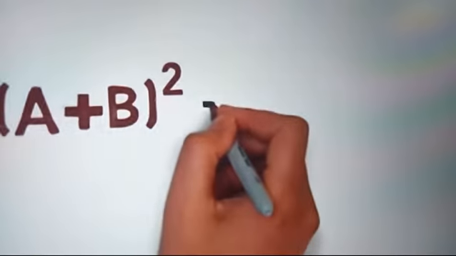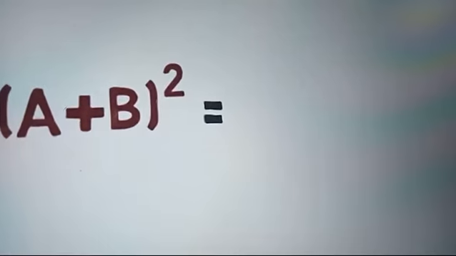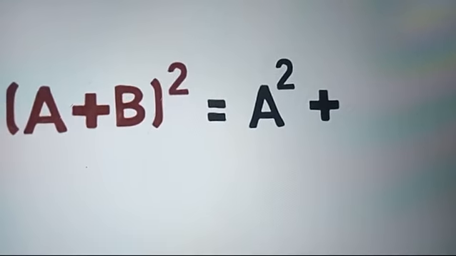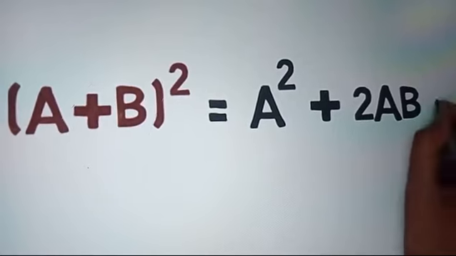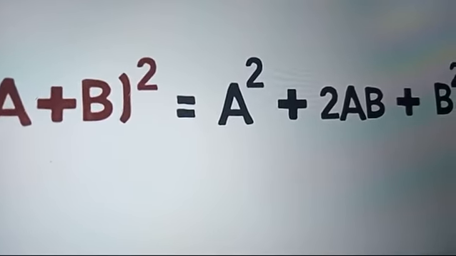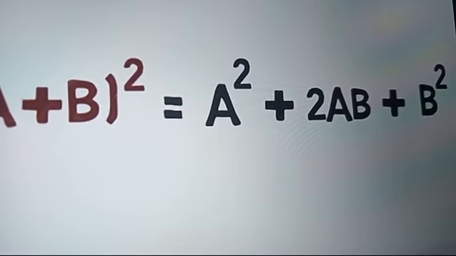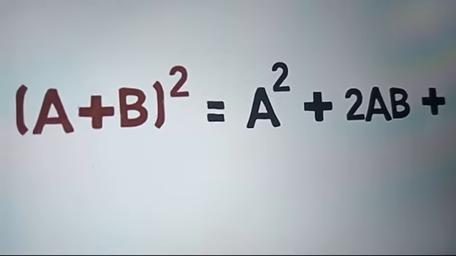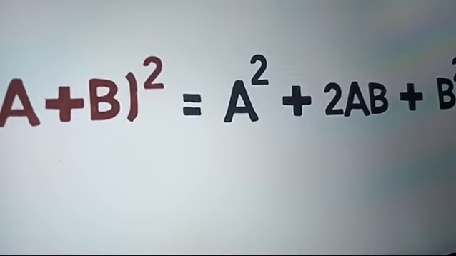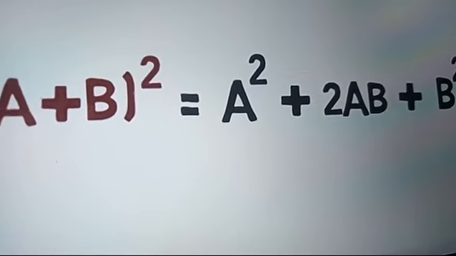The formula is (a + b)² = a² + 2ab + b². This is a very basic formula, but still you will find many people don't understand how it comes. If you also don't know how to prove this, simply multiply (a + b) by (a + b). You'll get to know this.